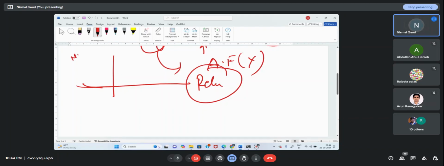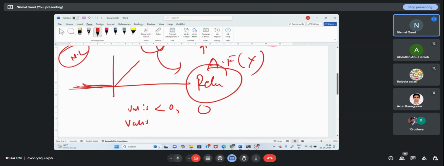This ReLU activation function is a non-linear activation function, non-linear because I want to capture non-linear relationships in the data. Its value is 0 if the input is less than 0, and its value is the same as the input if the input is greater than 0. For example, if input is minus 10, output is 0. If input is plus 10, output is 10. That is ReLU.